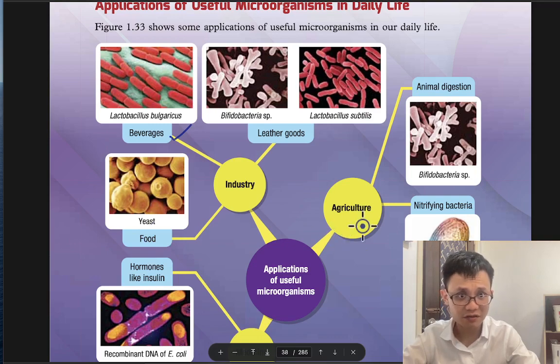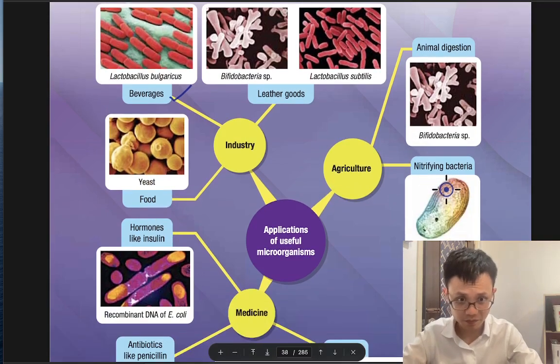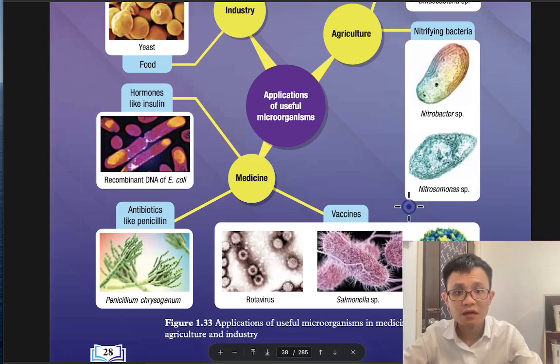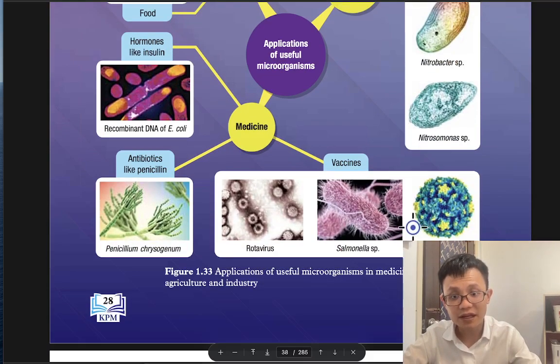In agriculture, we have animal digestion, and nitrifying bacteria to help the potato plant. For medicine, we can use microorganisms to make vaccines, antibiotics like penicillin, and hormones like insulin. So there are many things that we can use them for.